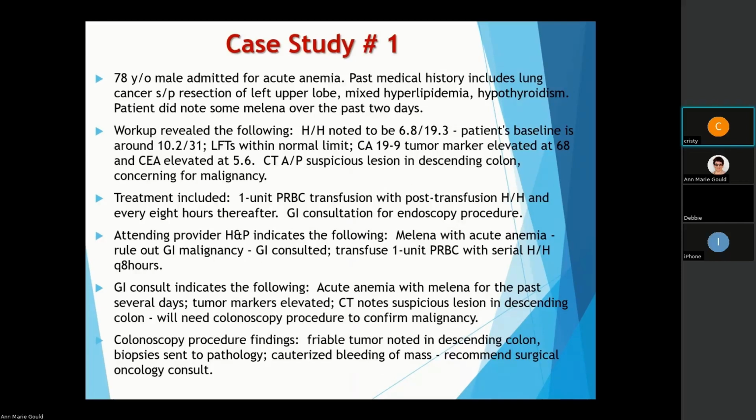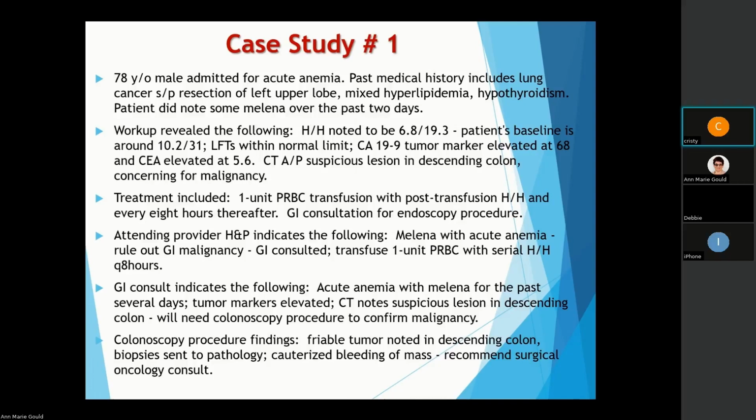Attending provider H&P indicates melena with acute anemia, rule out GI malignancy. GI was consulted and ordered to transfuse 1 unit of RBC with serial H&H every 8 hours. GI consult indicates the following: acute anemia with melena for the past several days, tumor markers elevated, CT notes a suspicious lesion in the descending colon, will need a colonoscopy procedure to confirm malignancy.